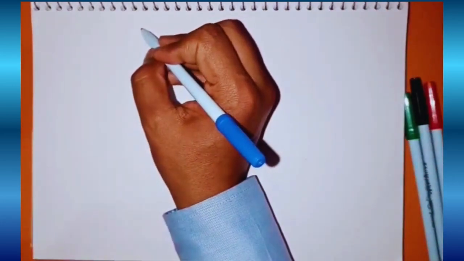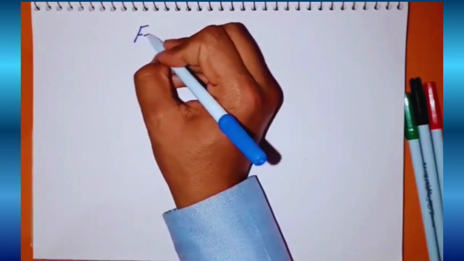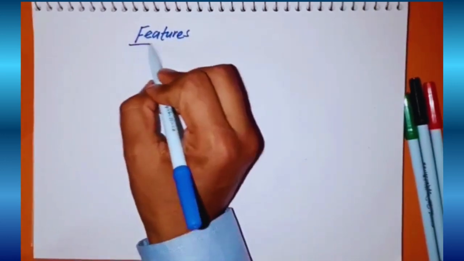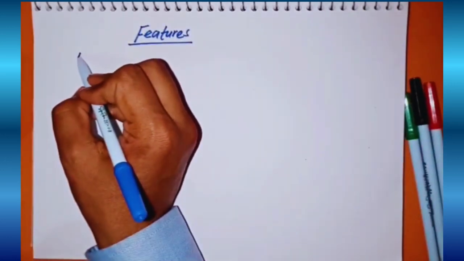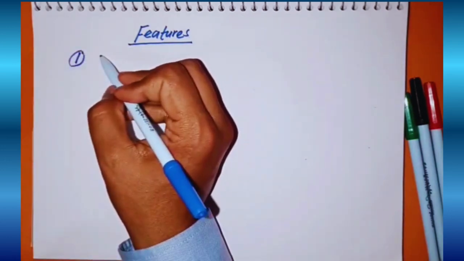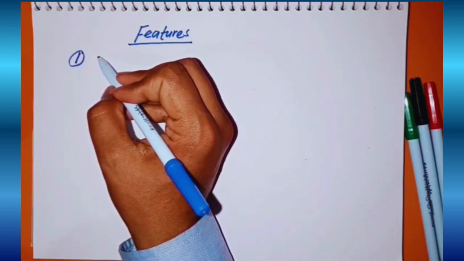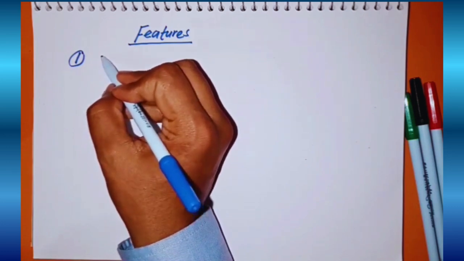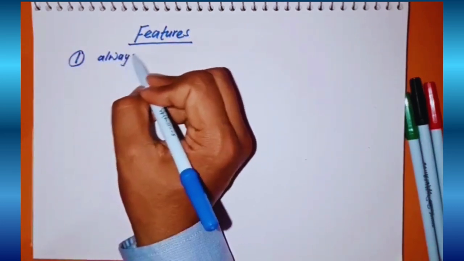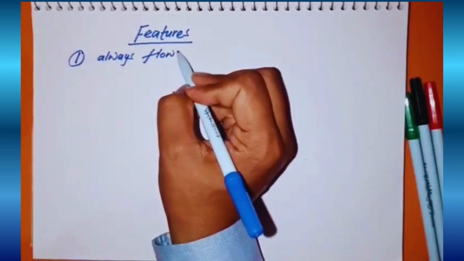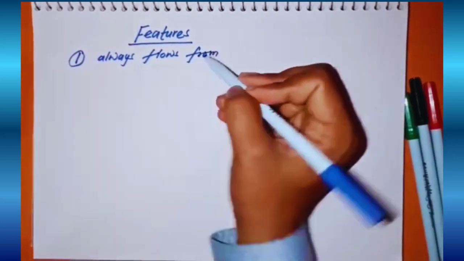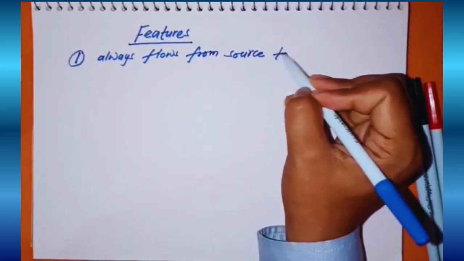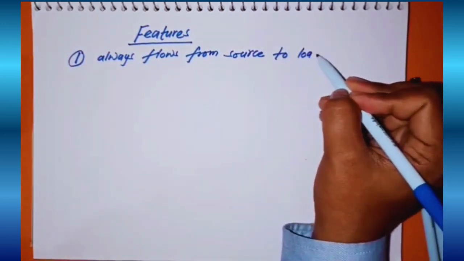Now let us consider some of the features of active power. Active power is always positive and does not change its direction. It always flows from source to load.